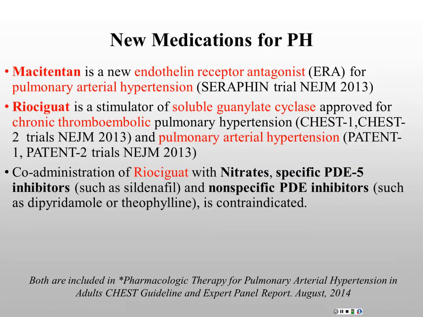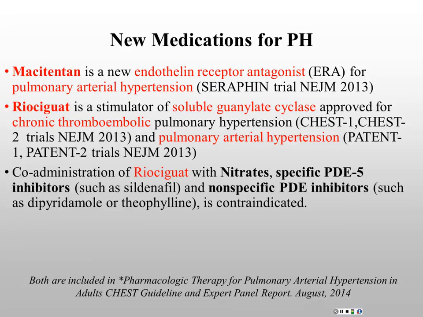Okay. Treatments. Two new medications came out recently, macitentan and riociguat. Riociguat is a new class of medication. It's a soluble guanylate cyclase stimulator, and it's approved for both chronic thromboembolic pulmonary hypertension and pulmonary arterial hypertension. Last time I mentioned you have to remember the contraindication because it's contraindicated to give it with nitrates and other treatments that we use commonly for pulmonary hypertension, such as sildenafil.